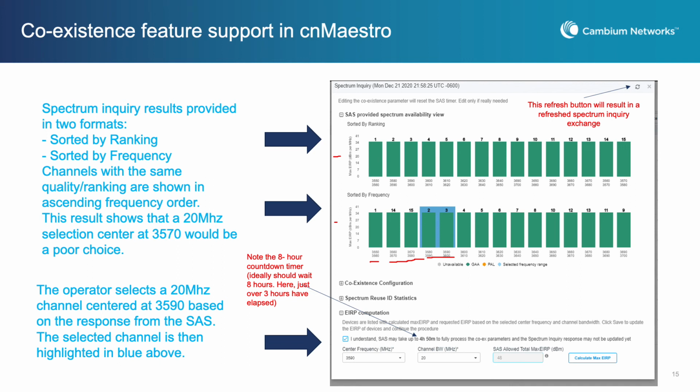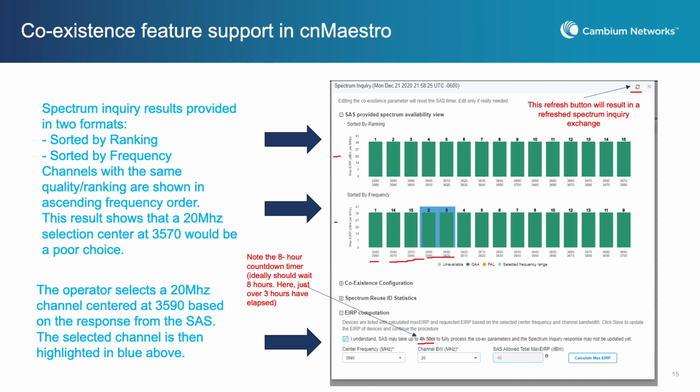And notice carefully this countdown timer that I mentioned before. I picked a channel here for demonstration purposes, but the Cambium and Google suggestion is to wait for this 8-hour timer to count down to 0, then send one more spectrum inquiry request, then see if the responses change before making a final selection. You can leave this window open and just click on this refresh button in the upper right-hand corner here to send a new spectrum inquiry request after the timer is counted down to 0.